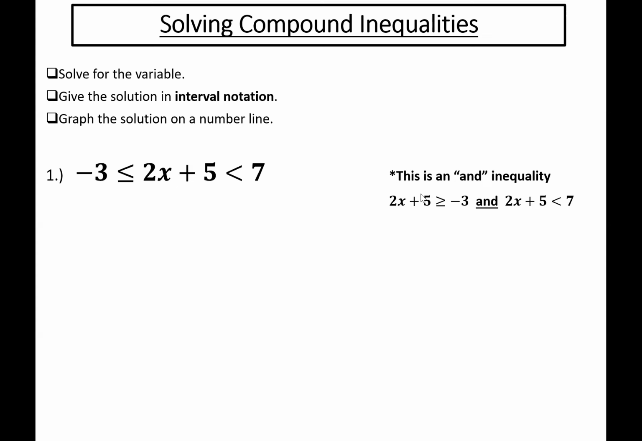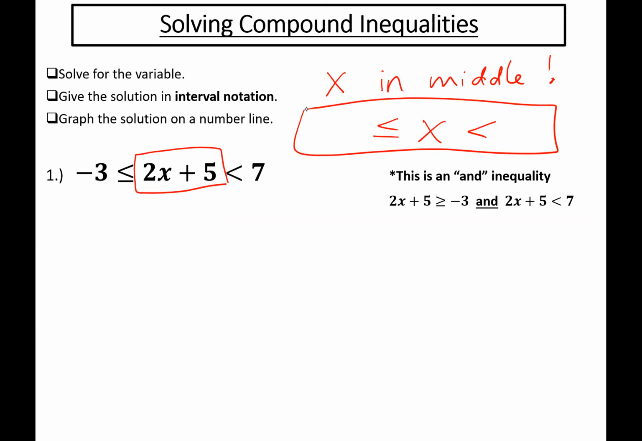Now off to the side, I did make a note. This is an and inequality. Technically it's 2x plus 5 is greater than or equal to -3, and 2x plus 5 is less than 7. I find that to be more confusing writing it like that. So I'm going to leave everything exactly how it is in the original problem. What we're going to work on is trying to get x by itself in the middle of our inequalities. I want my final answer to have x in between two numbers. That's what we're going for.